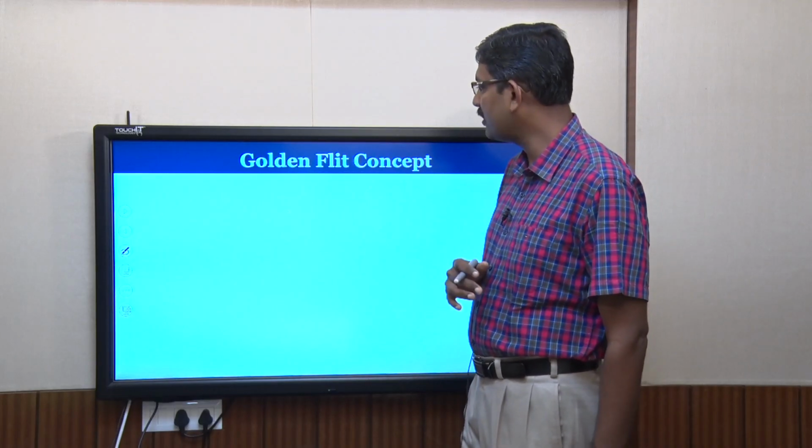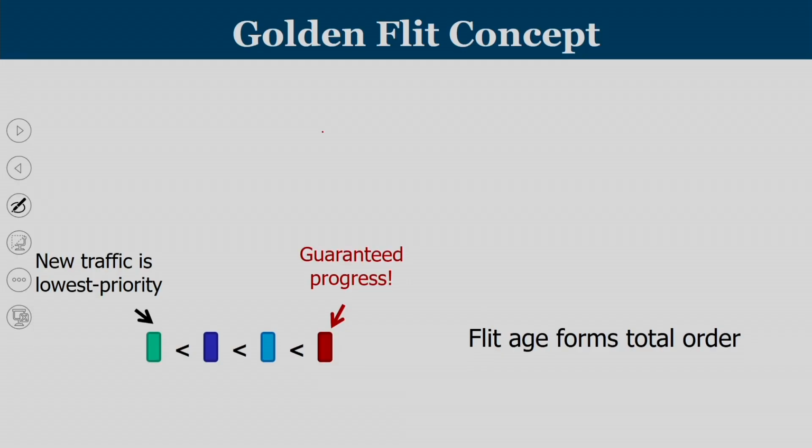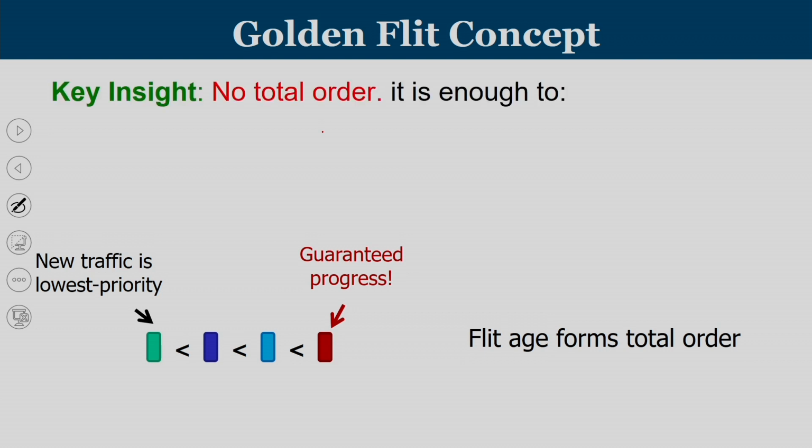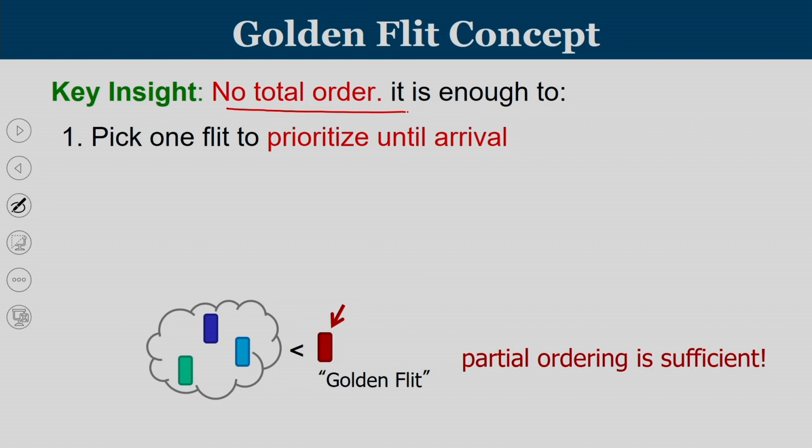This is work that was already published some 5 to 6 years ago, and we will give you the link for this published work also. The golden flit concept is introduced here. Typically, newer traffic gets lower priority and older flits get the highest priority, which forms a total order. Do you really want a total order? No, a total order is not needed. It's enough to pick one of the flits. Pick one of these flits and call it golden, and all others are the rest. So it's golden versus rest.